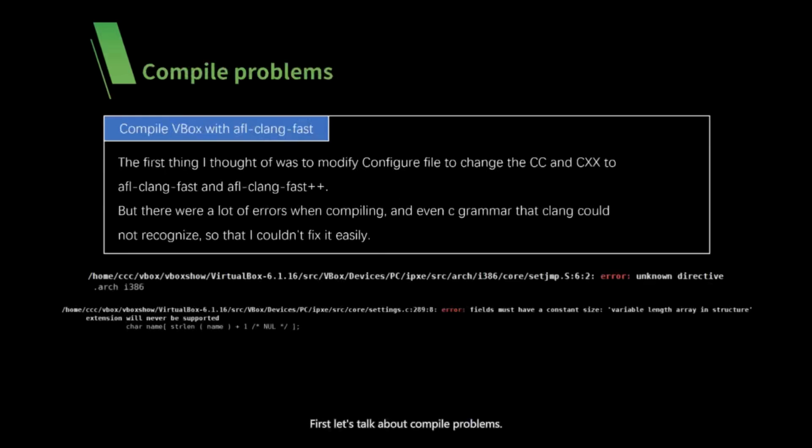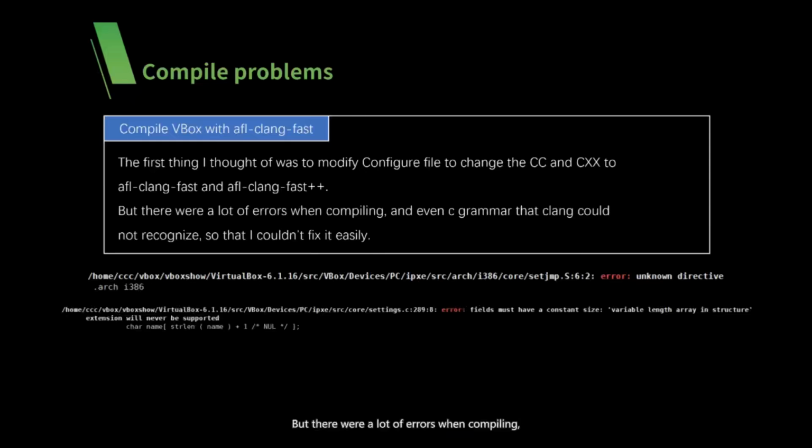First, let's talk about compile problems. When compiling VirtualBox with AFL++, the first thing I thought of was to modify the configure file to change CC and CXX to afl-clang-fast and afl-clang-fast++.